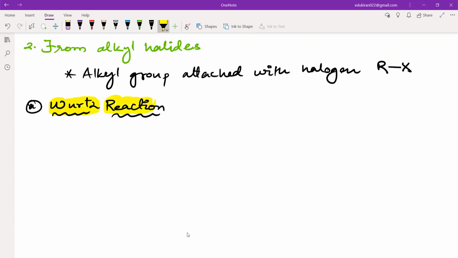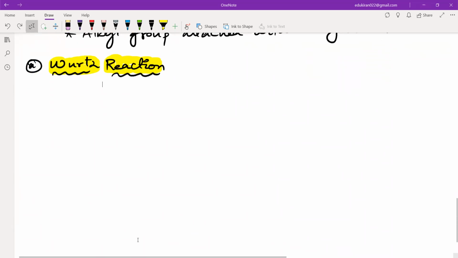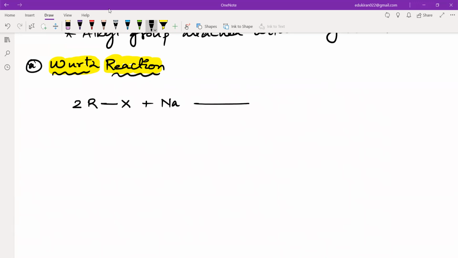We will write first the general reaction, how it happens, and after that we will look at the mechanism also. In Wurtz's reaction, 2 moles of alkyl halide react with sodium in the presence of dry ether, with 2 moles of sodium also. These two form a bond, so we get R-R plus 2 moles of NaX.